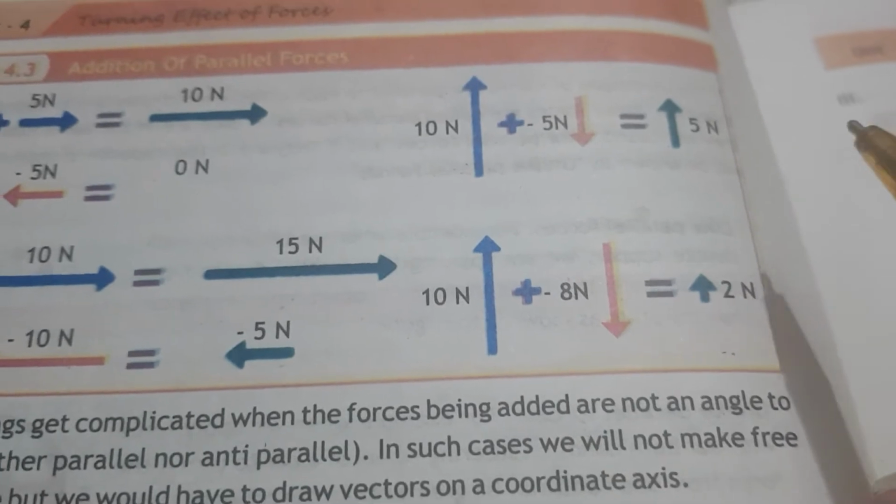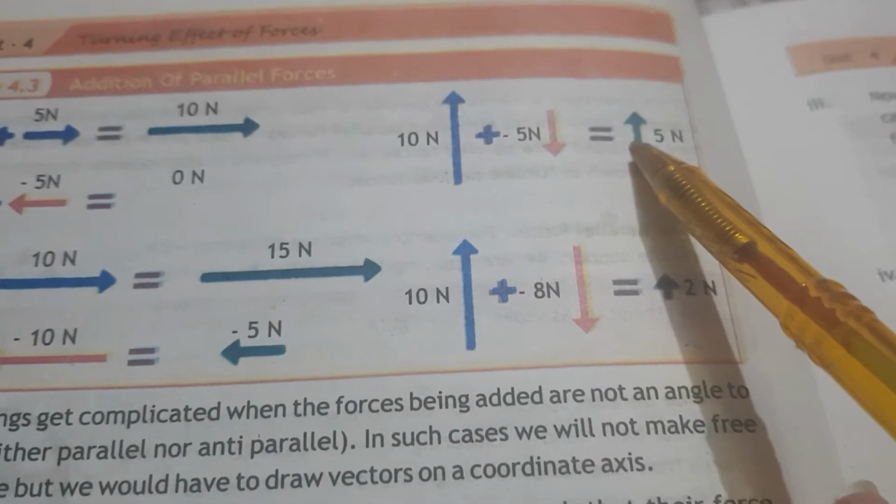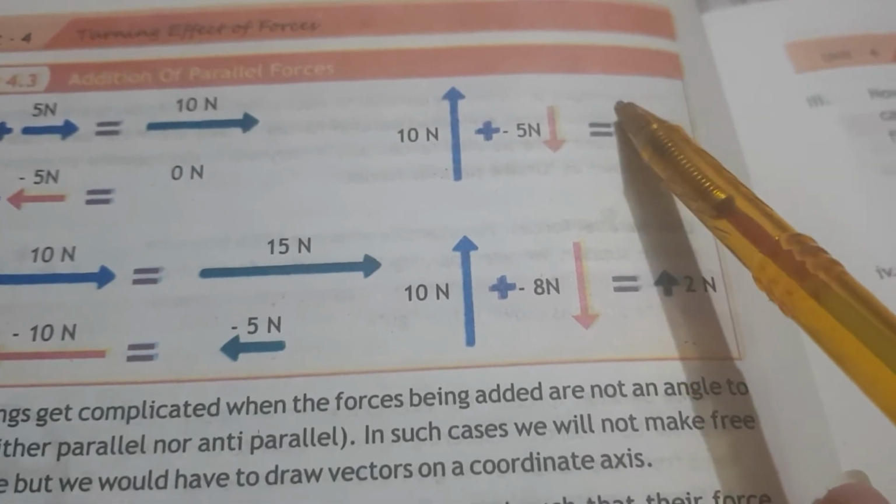Here it was shown horizontally and it is shown vertically. You can also add vectors whether they are vertical or horizontal. The logic is the same. 10 Newton is in upward direction, 5 Newton is in downward direction. It means that 10 minus 5 is 5. And what will be the direction? The direction of the vector will be upward.